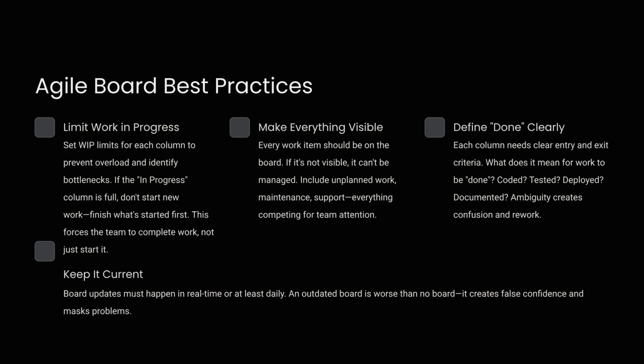Agile board best practices include setting limits on work in progress to force completion. Make everything visible on the board and define done clearly for each column. Keep the board current with real-time or daily updates.